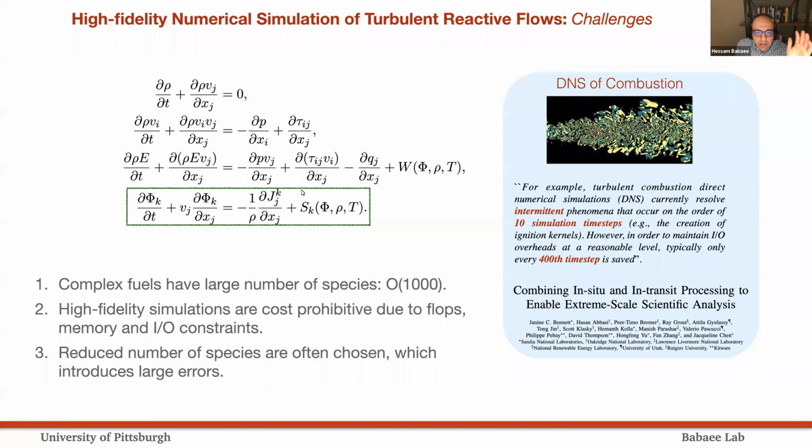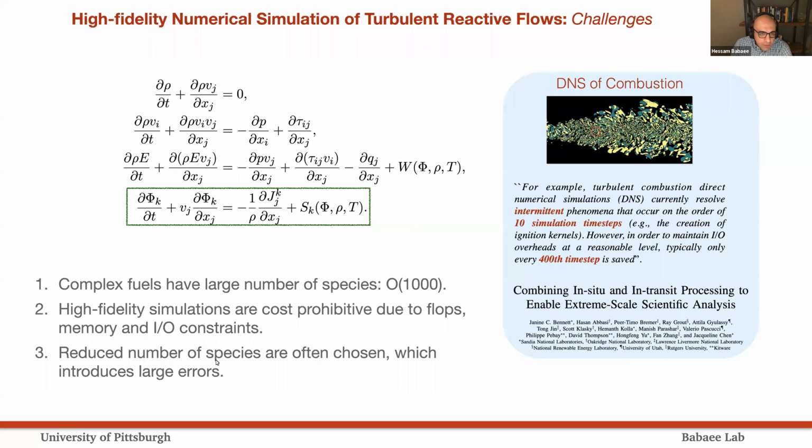So obviously the computational cost could be enormous, just the flops, and perhaps more important than flops is the memory and I/O constraints associated with solving this problem, because you would have to store this large number of species in the memory. And especially for extreme scale computing, that could be problematic because memory limitations are more severe than flops limitations.